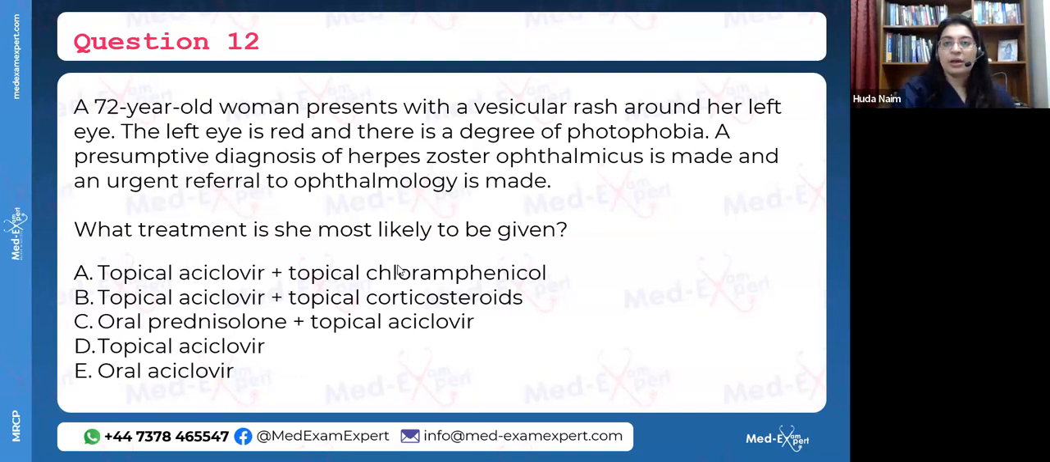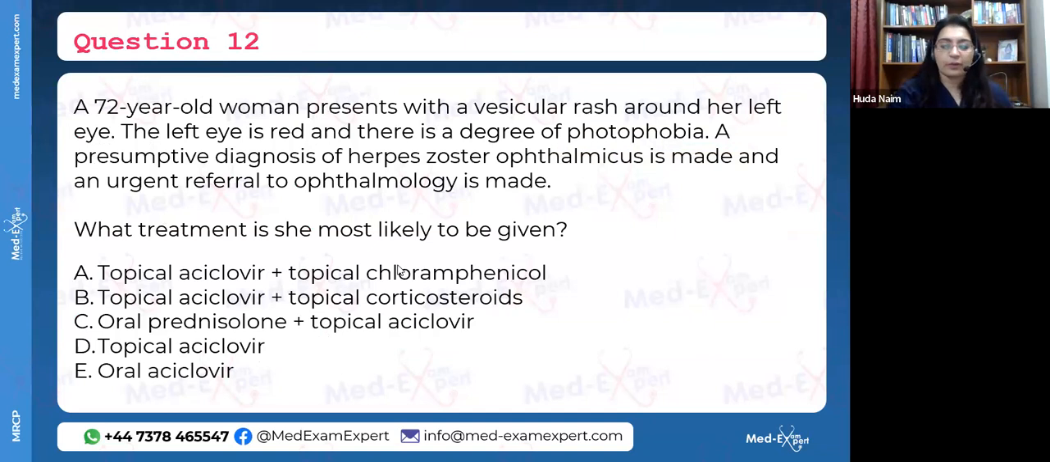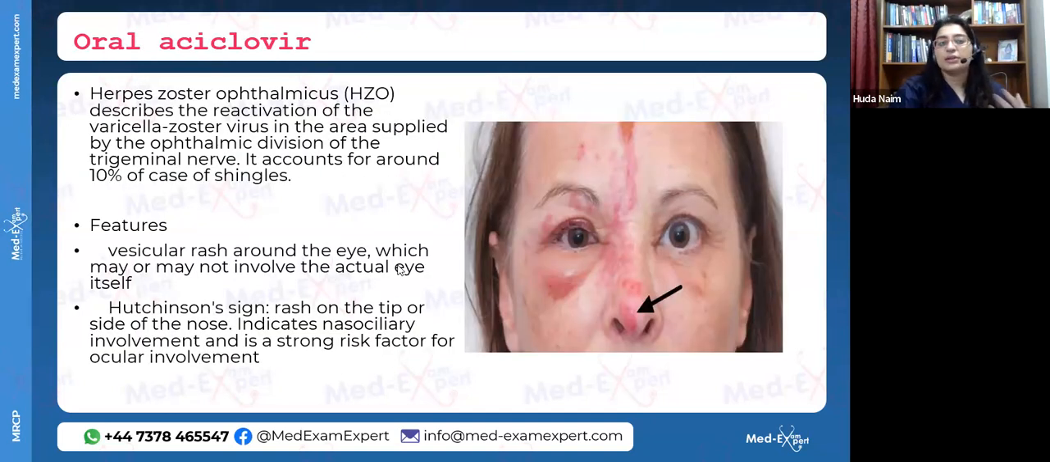Acyclovir. Very good. So, if a patient is suffering from herpes zoster ophthalmicus, that is the reactivation of the varicella zoster virus. Okay. So, all of you said acyclovir. That's correct. So, that's the reactivation of the varicella zoster virus in the area which is supplied by the ophthalmic division of the trigeminal nerve.